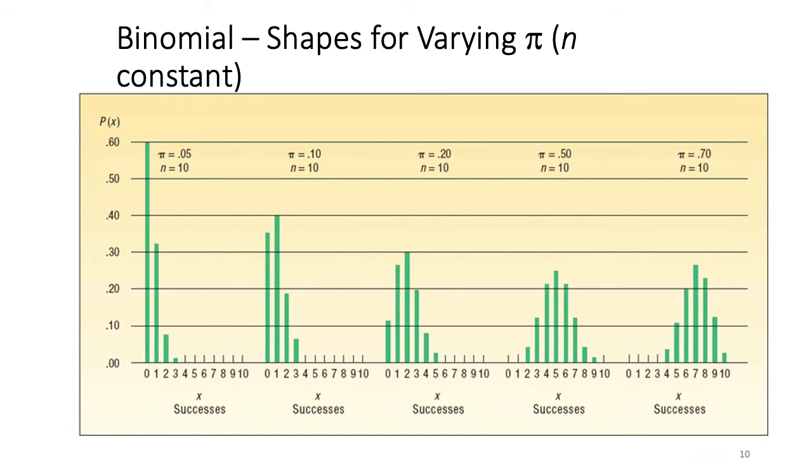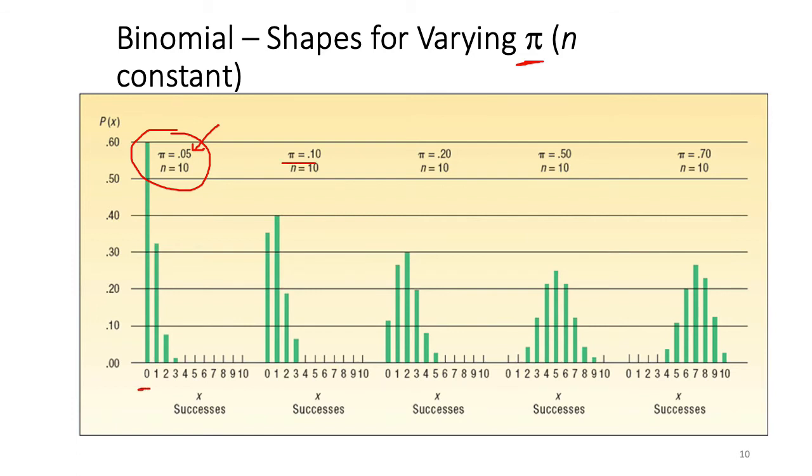How does the shape of the distribution change when we change pi? Notice in this case we have a pi, a probability of success, that is very low, or 5%. Here we're keeping n constant just to remove that effect. Notice here we have a severely positively skewed distribution where your most likely outcome is that you have 0 successes.